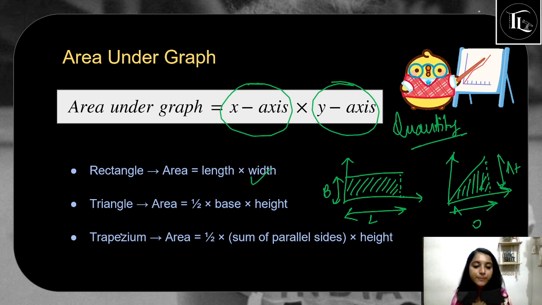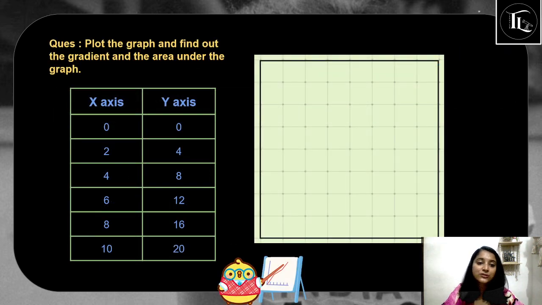And then we have a trapezium. Right? This is a trapezium. How do you find the area under trapezium? Half into sum of parallel sides. So these are the parallel sides. Okay? And height. Height is this perpendicular distance. I hope area under the graph is also clear. So let us now do one question, a general question, and let's see if we are able to do it and plot it. So again, we have a data point.